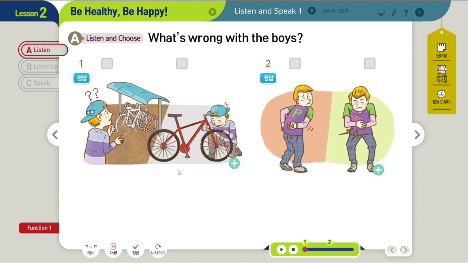Okay, the first boy. What's wrong? You look worried. He said, I can't find my bike. So the first box is the answer. The second boy. What's wrong? He said, I have a stomach ache. I ate too much. So the second box is the answer.